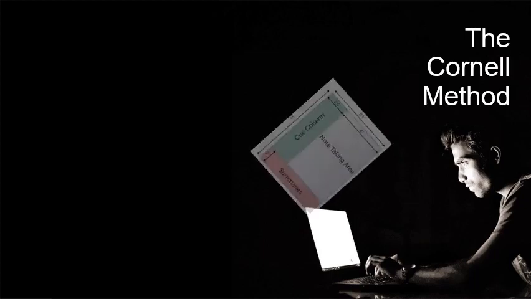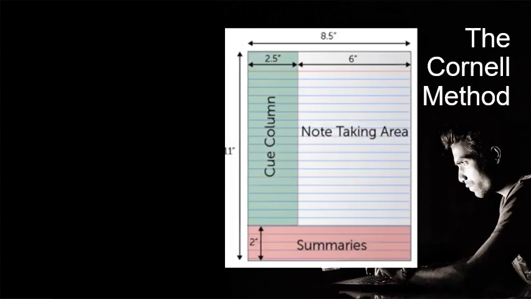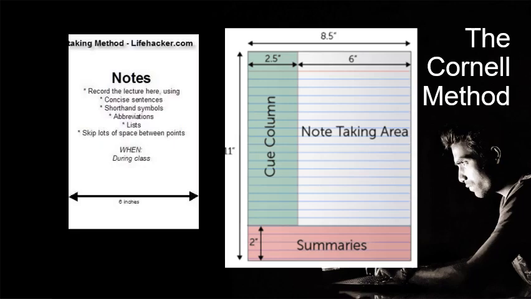You can use an 8.5 by 11-inch notebook. It has a recall column and a summary column at the side. Notes is the section where you take your notes during the course of the lecture. Use bullets, sentences, and shorthand.